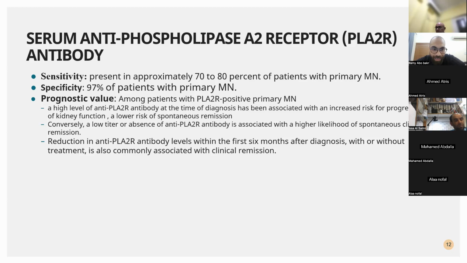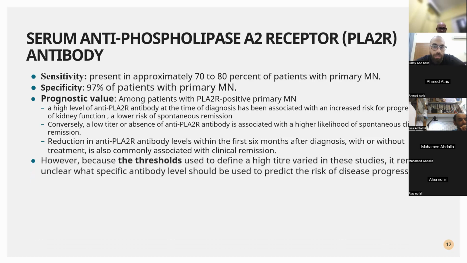And I want to stress the word absence. Still, absence of anti-phospholipase A2 receptor antibody doesn't exclude the disease. It may be a good prognostic factor, but you have to go through the case and make sure this is primary membranous. And finally, a reduction in anti-phospholipase A2 receptor antibody level within 6 months after diagnosis, with or without treatment, is commonly associated with clinical remission.